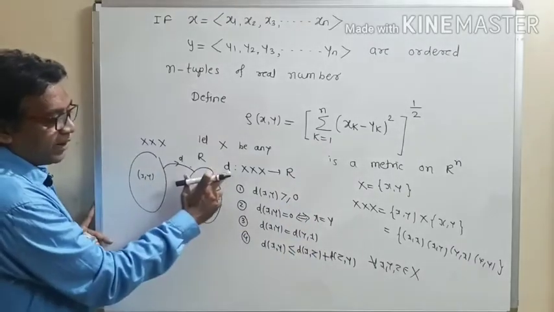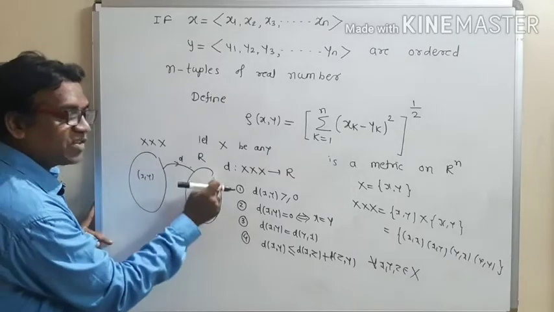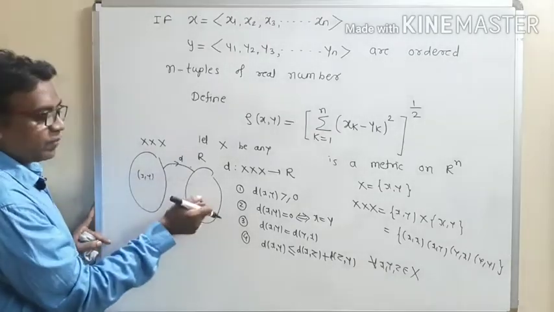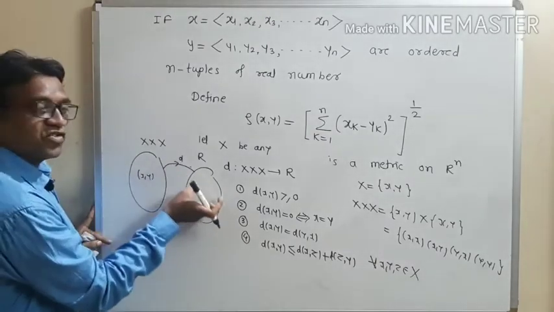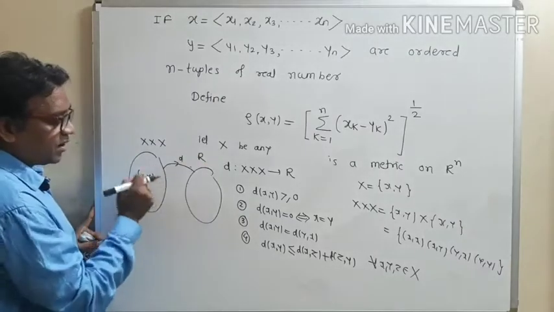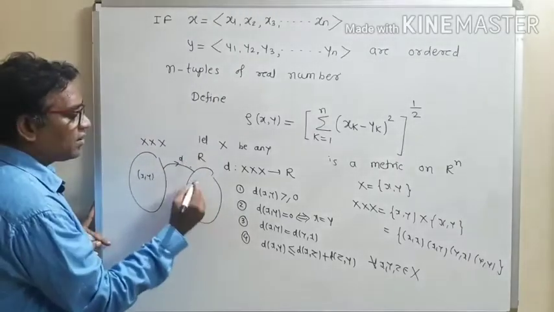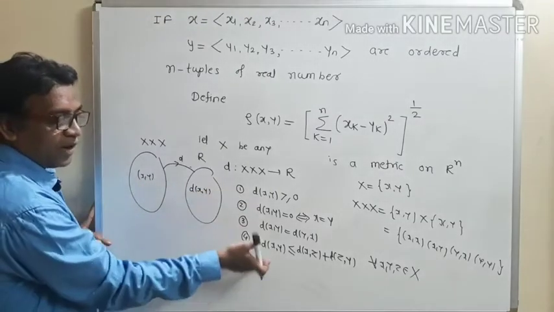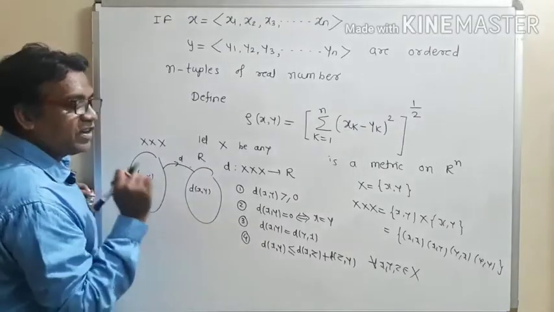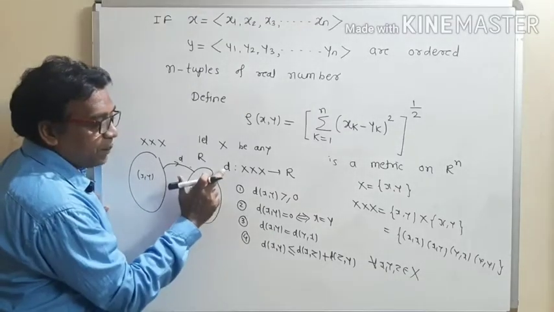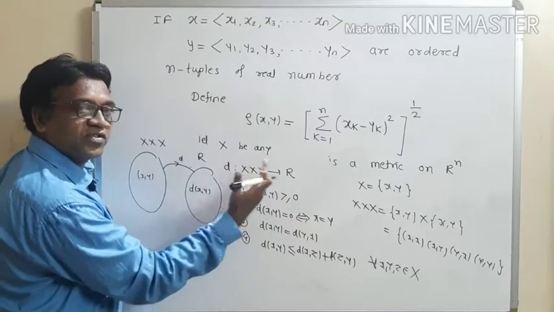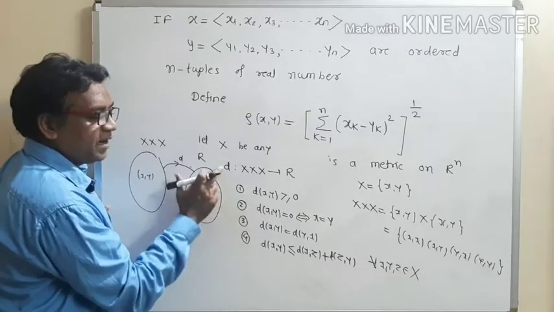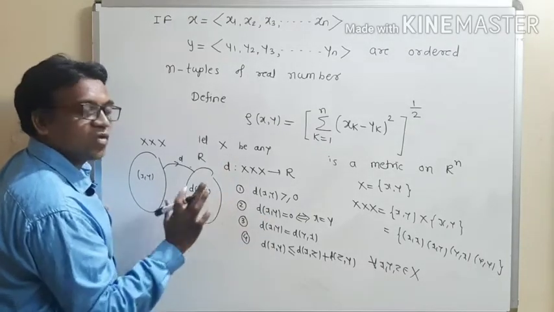And what is D? D, it is a mapping from X cross X to R. That means this R contains the image of these elements. So obviously this R contains the element D of (x, y). So see what is the definition of metric space. If D is a mapping from the cross product X cross X to R, satisfying these four properties or four conditions, then D is called the metric, and this (X, D) is called the metric space.